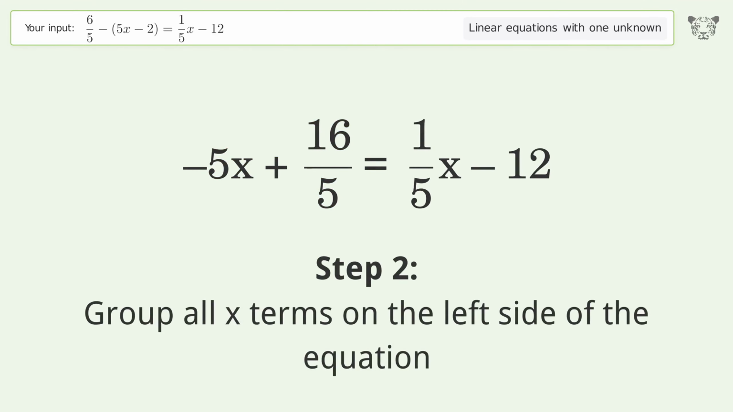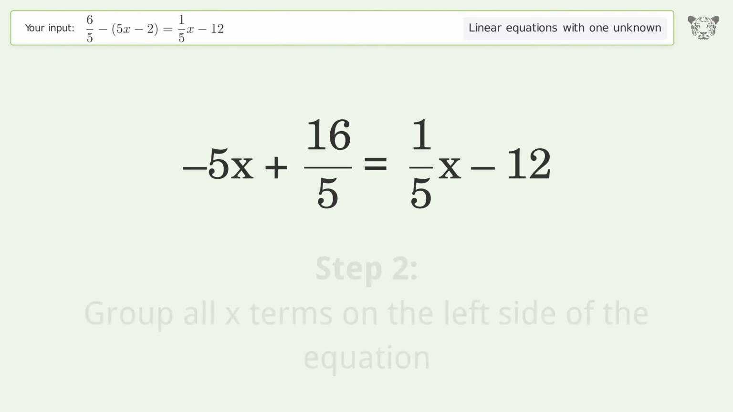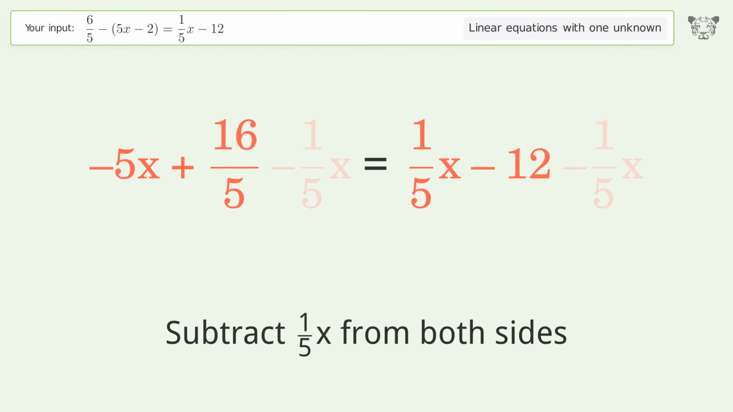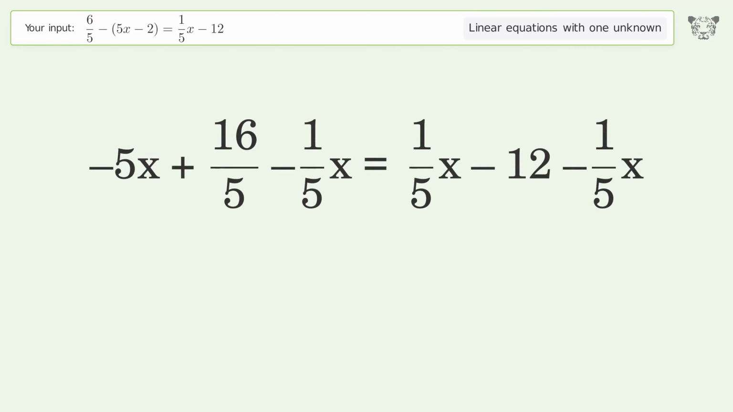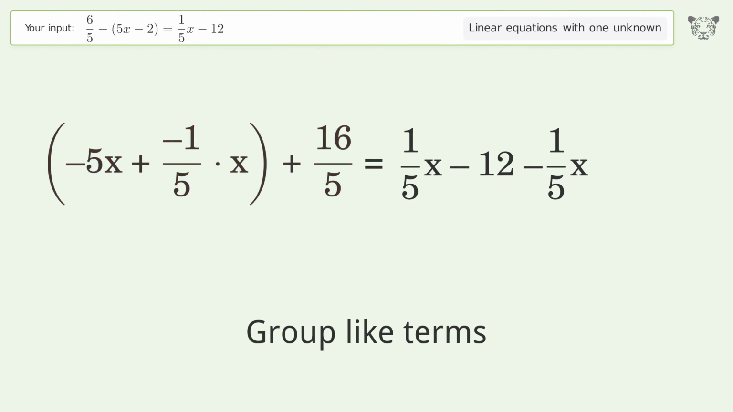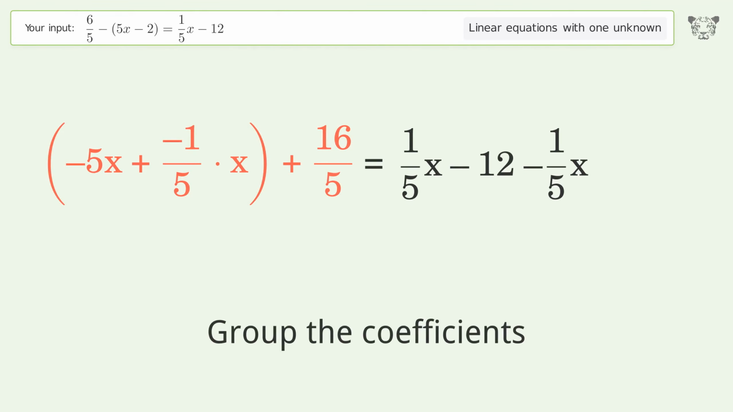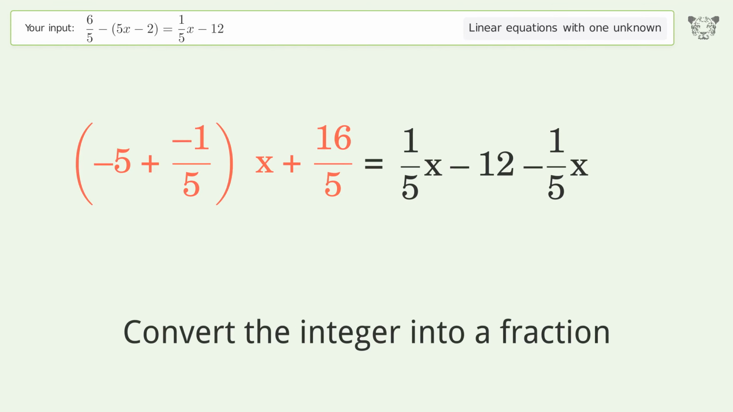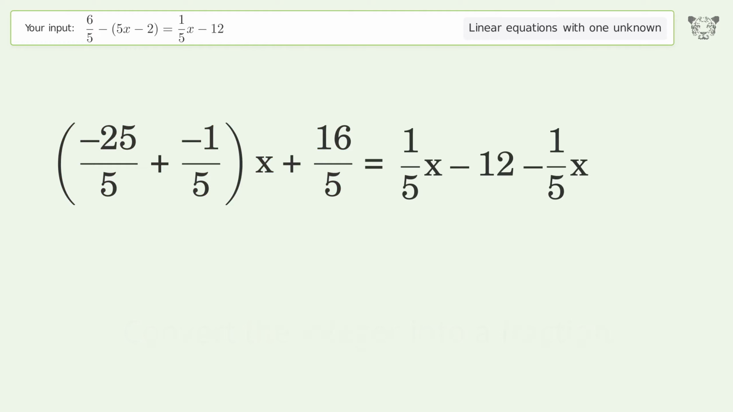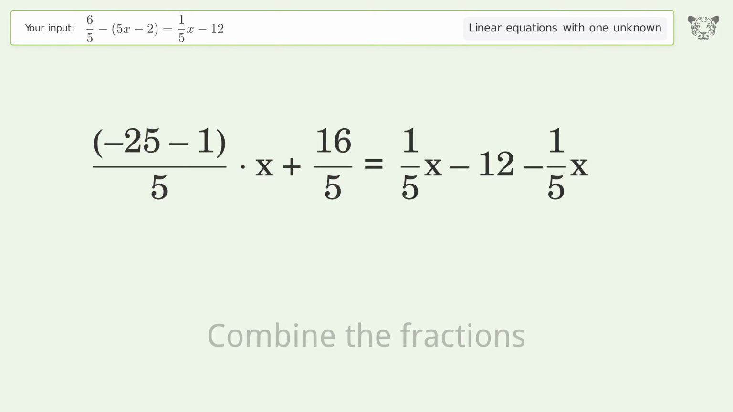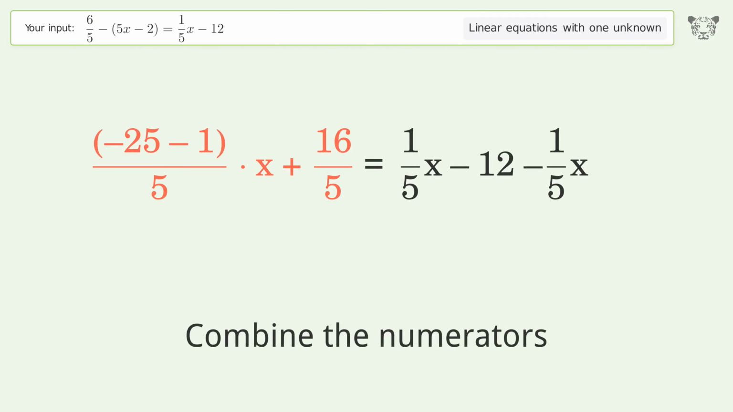Group all x terms on the left side of the equation. Subtract 1/5x from both sides. Group like terms. Group the coefficients. Convert the integer into a fraction. Combine the fractions. Combine the numerators.